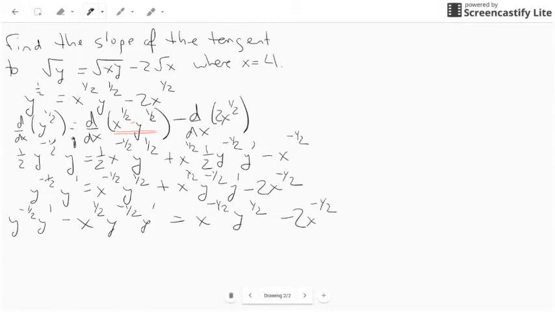All right, good. Now factor out the y prime. That's what I'm looking for. So y prime times y to the negative 1/2 minus x to the 1/2 y to the negative 1/2 will equal x to the negative 1/2 y to the 1/2 minus 2x to the negative 1/2.